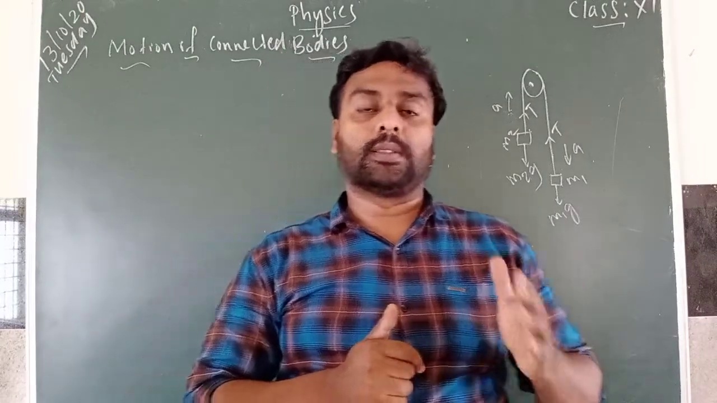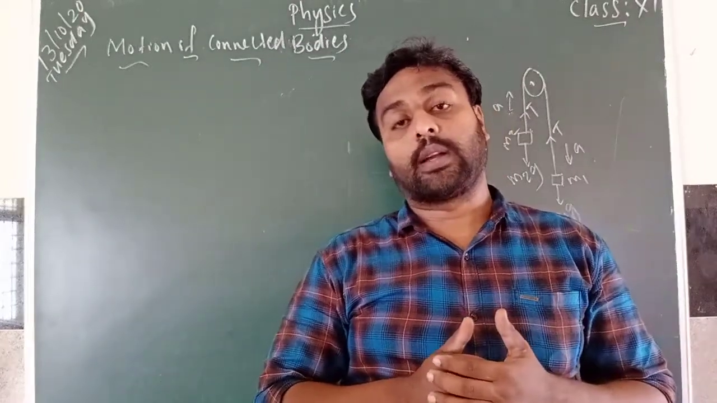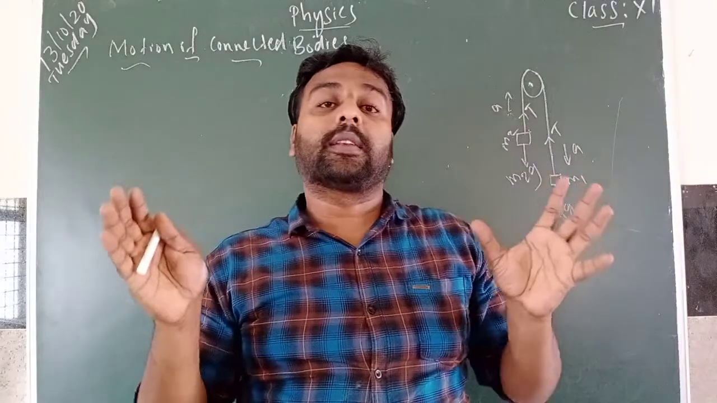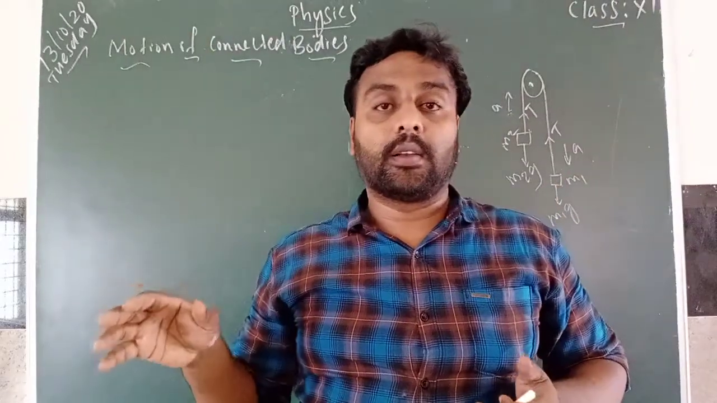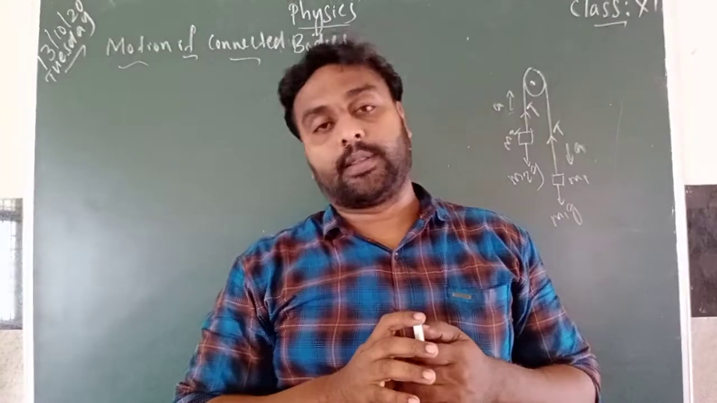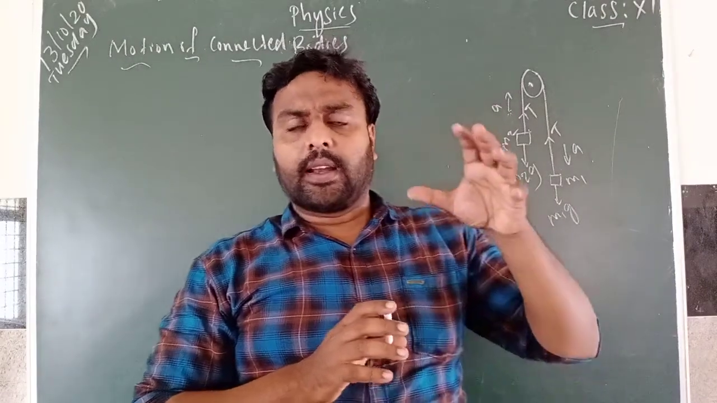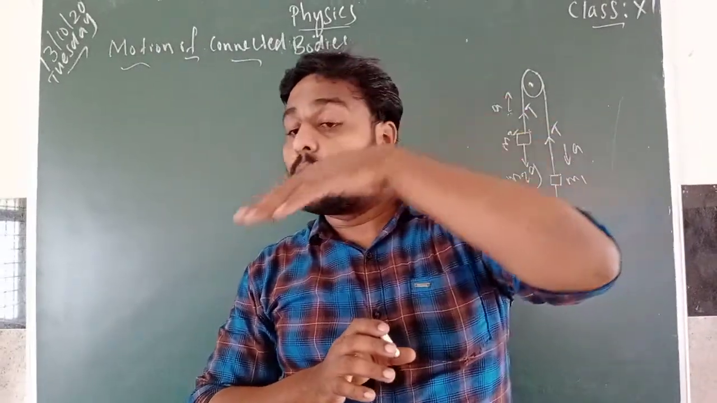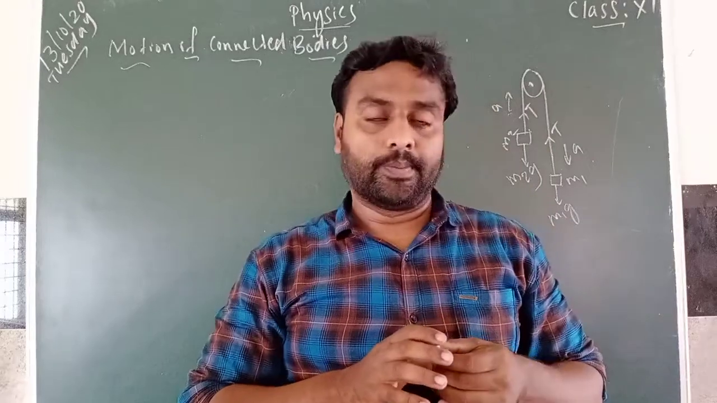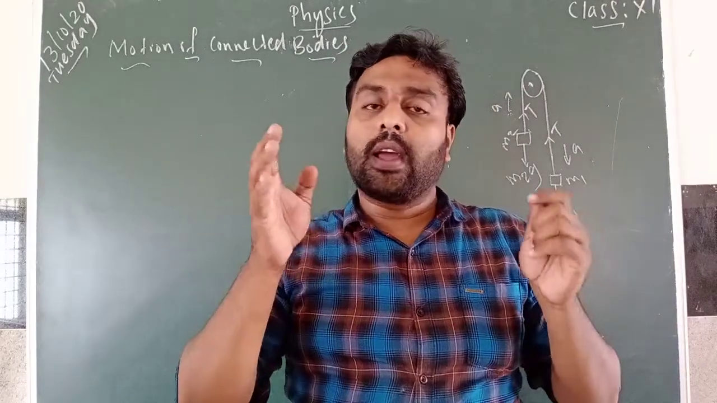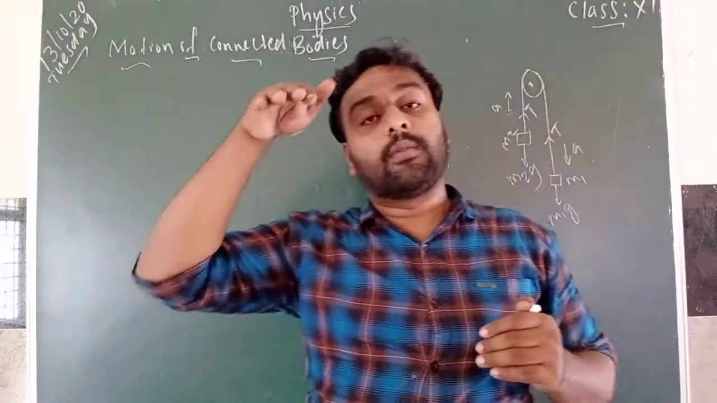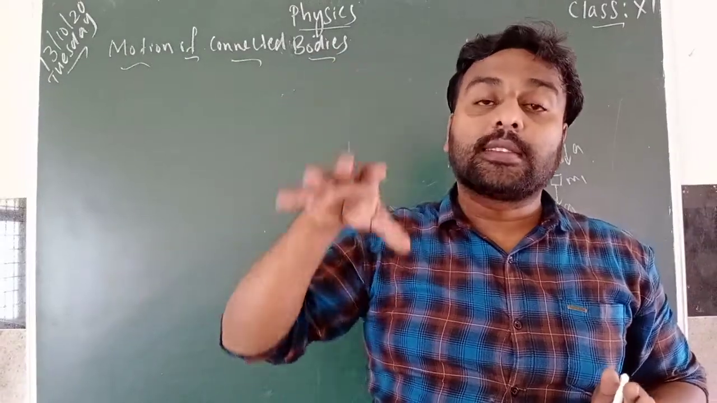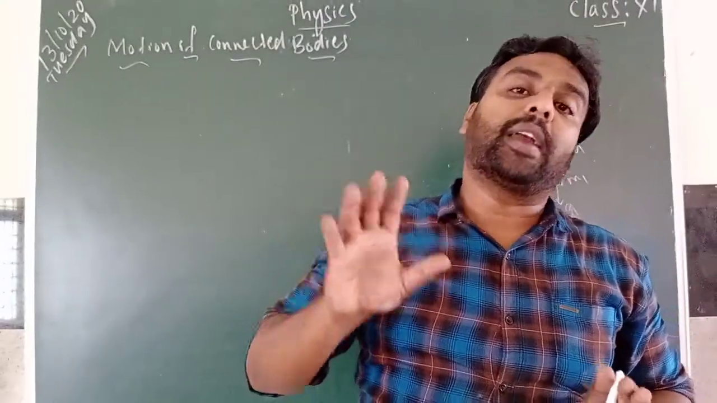And today we are going to discuss a new topic: the motion of connected bodies when two bodies are connected in different positions, and how the acceleration is affected. We can connect these two bodies vertically, horizontally, or on an inclined plane. We can allow these objects to move. When we allow the object to move in a vertical direction, horizontal direction, or on an inclined plane, the acceleration may vary to some extent.